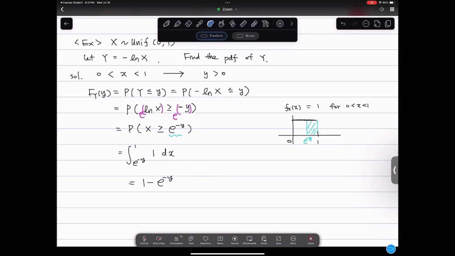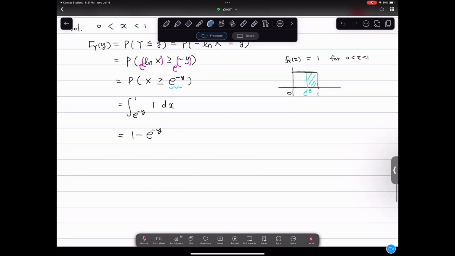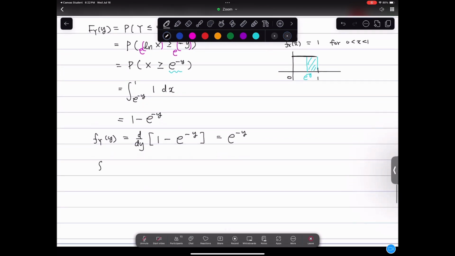Let's bring it down. Then I just have to get my PDF by taking the derivative, d/dy of 1 minus this. So that should be e to the power of negative y. So properly, your f of y, where are the y's? You have to tell me exactly. Y is greater than 0 and 0 otherwise.